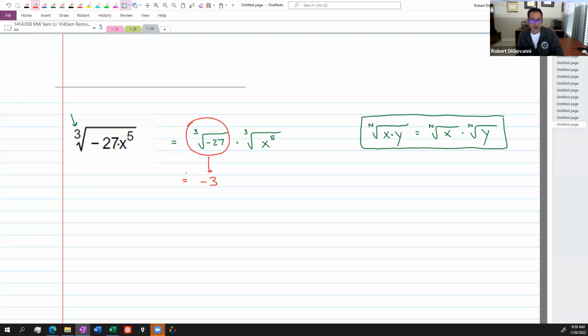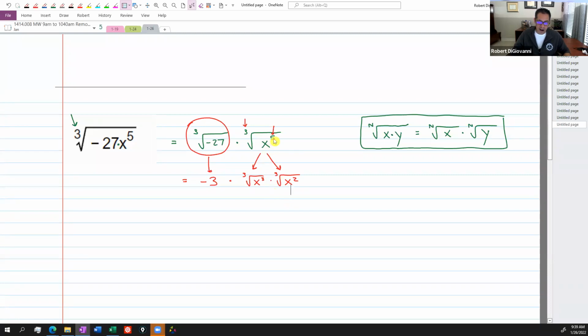The next one is a little bit more, not difficult, but you've got to do a little thinking here. Here I have a 3, cube root, and here I have a 5. And since that 5 is bigger than the 3, I'm going to do one additional step here. I'm going to split this into 2 radicals. I'm going to do the cube root of x cubed times the cube root of x squared.